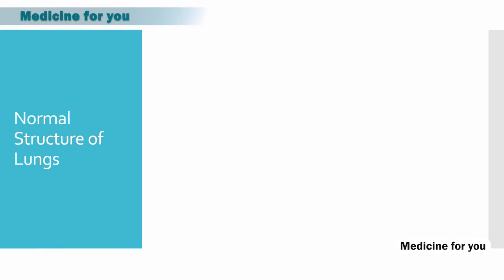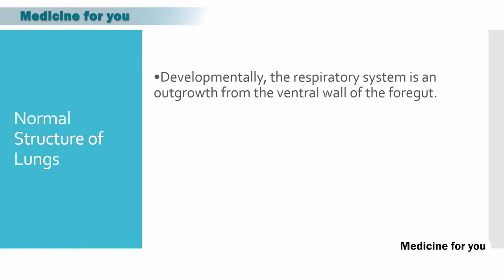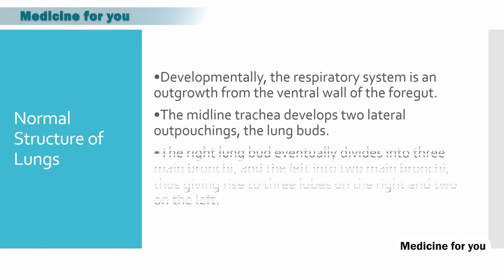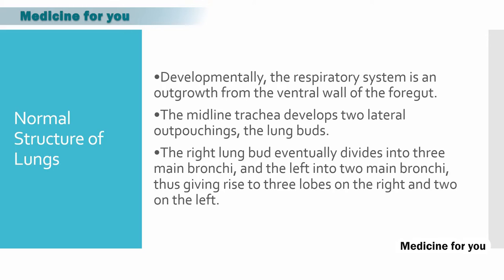Normal structure of lungs. Developmentally, the respiratory system is an outgrowth from the ventral wall of the foregut. The midline trachea develops two lateral outpouchings, the lung buds. The right lung bud eventually divides into three main bronchi, and the left into two main bronchi, thus giving rise to three lobes on the right and two on the left.